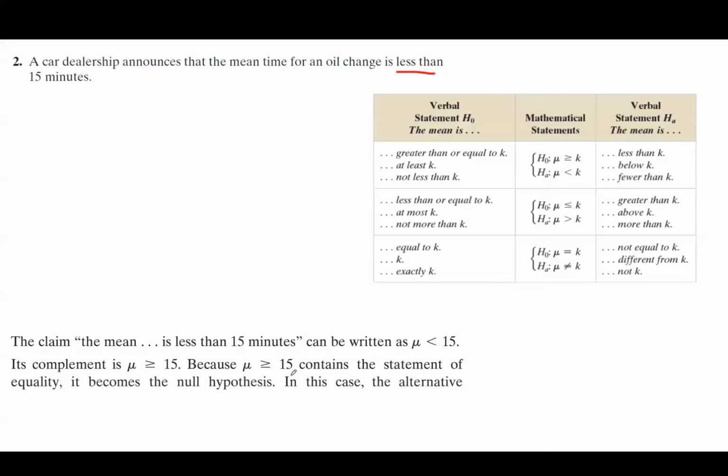So what's the meaning of that? It means that the null hypothesis is given to you. In this case, the alternative hypothesis is representing the claim. So the null hypothesis can be written as mean is more than equals to 15 minutes. Alternative says, hey, not so much. The average is less than 15 minutes, and this is the claim of this car dealership.